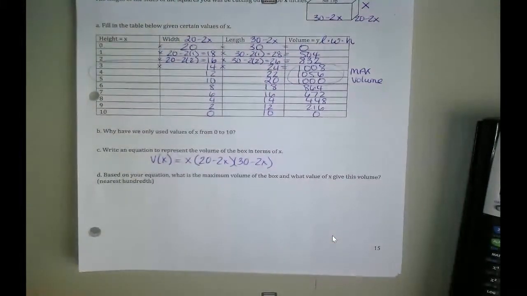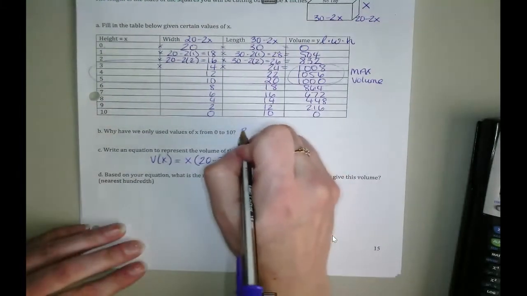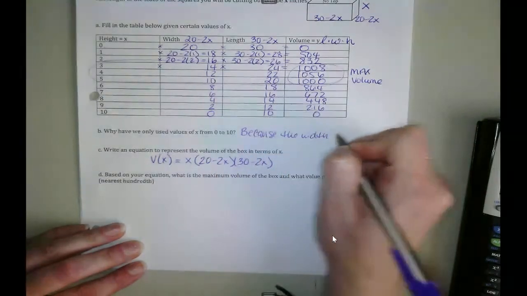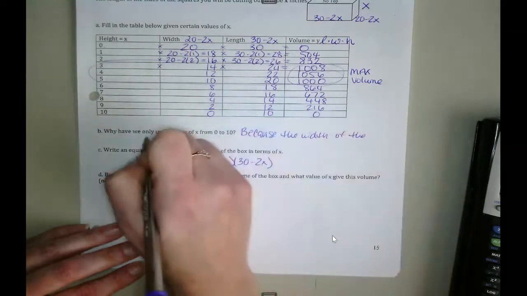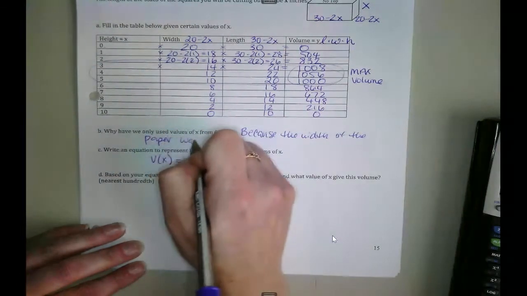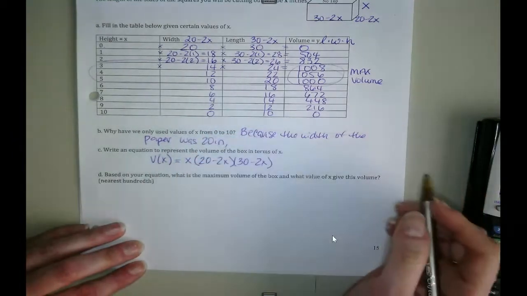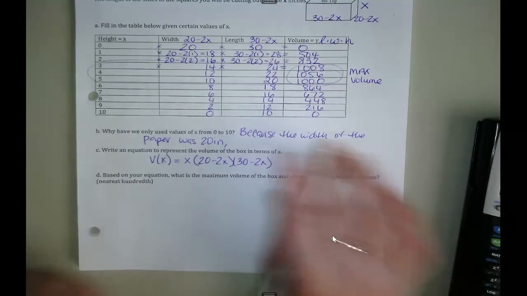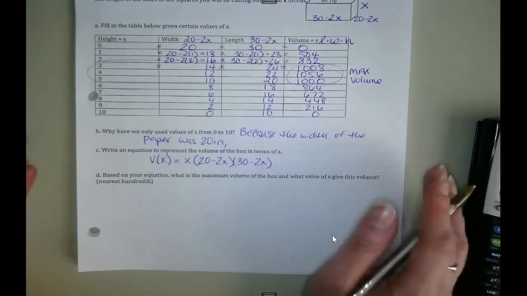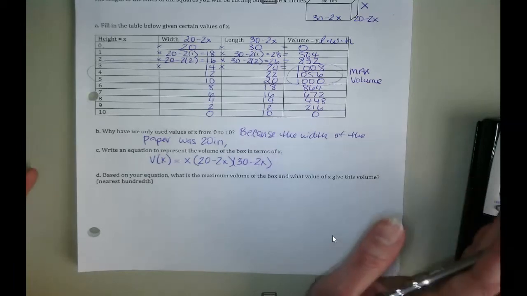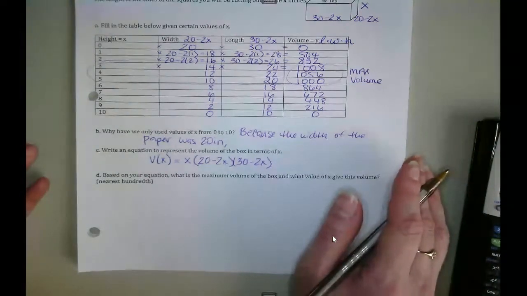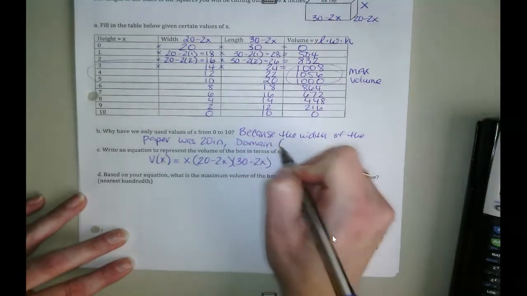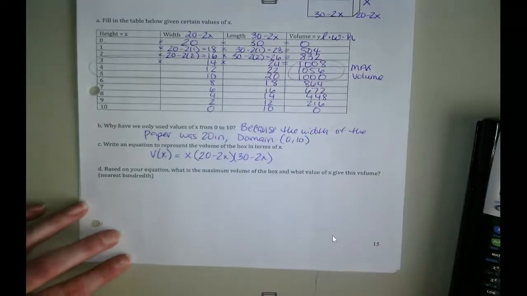So we only used from 0 to 10 because the width of the original piece of paper was 20 inches. If I'm cutting X from both sides and X is 10, then I've pretty much cut all the paper away. I can't go any higher than 10 because I can't cut away more than what I have. So our possible X values are from 0 to 10. So anything between 0 to 10 would be fine.